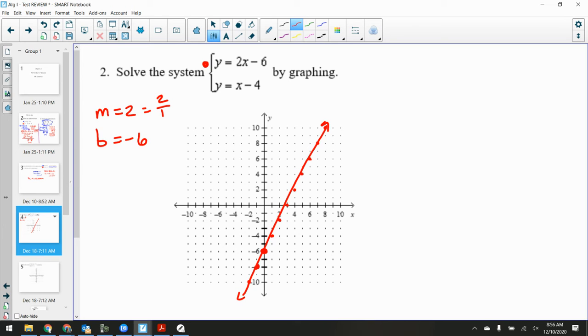And then, let's graph our blue. M is 1, b is negative 4. Okay, so I come down here to negative 4. I make my dots up 1 over 1, up 1 over 1. Look, it matched right there. Sorry, I know my line didn't look like it matched, but the points were there. That was the coordinate. So where is that? That's 2 comma negative 2.